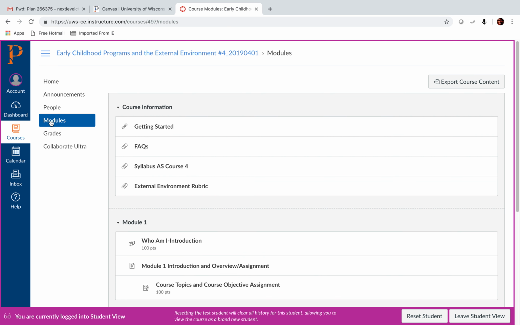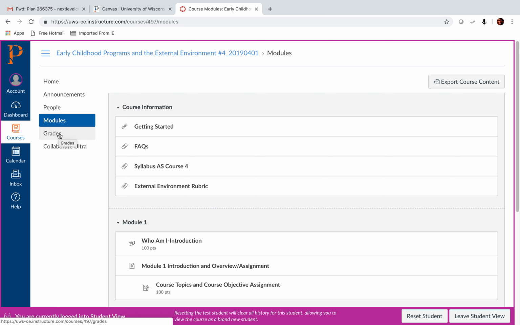So that's it for the modules, but the main area that you need to look at is the modules. You can take the time to look at the getting started and all the additional course information. Some of this will be updated, and if you have everything set up right, you should get notices when things are updated and changed.